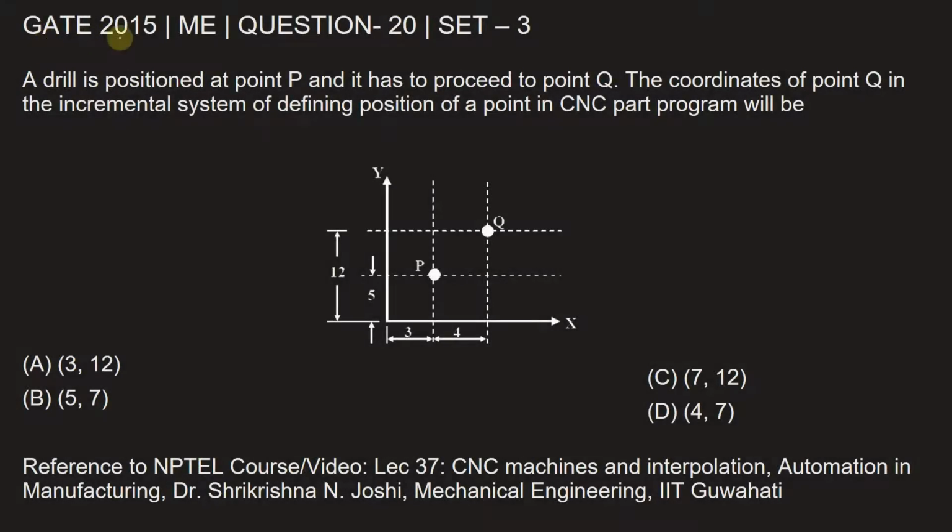This question is from GATE 2015, Mechanical Engineering paper, set 3, question number 20. A drill is positioned at point P. It has to move to point Q. The coordinates of point Q in the incremental system of defining position of a point in CNC part program will be... Now we need to use the incremental system of defining position.